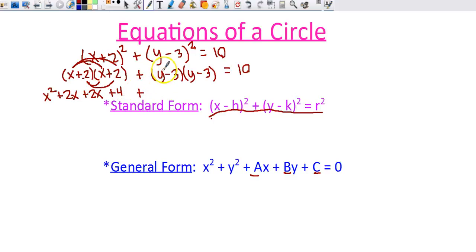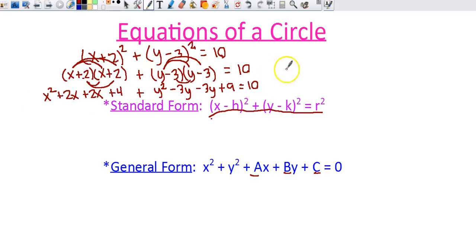You can do the same thing with the y's. So y times y is y squared. Y times negative 3 is negative 3y. Negative 3 times y is another negative 3y. And a negative times a negative is a positive, so negative 3 times negative 3 will multiply to positive 9.